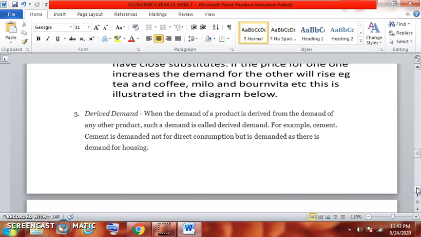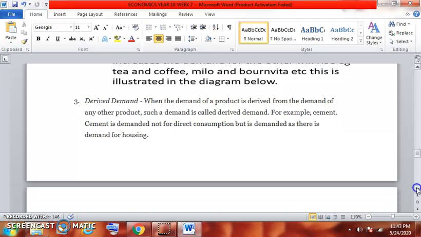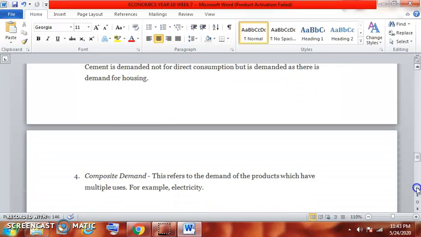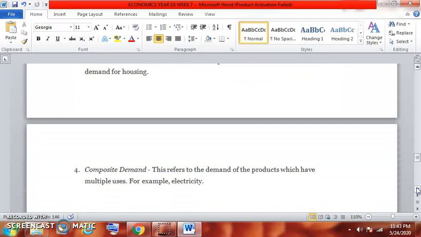When you demand for cement, for example, not because you need the cement directly, but because your intention is to use the cement to build houses. That is an example of a what? Of a derived demand.